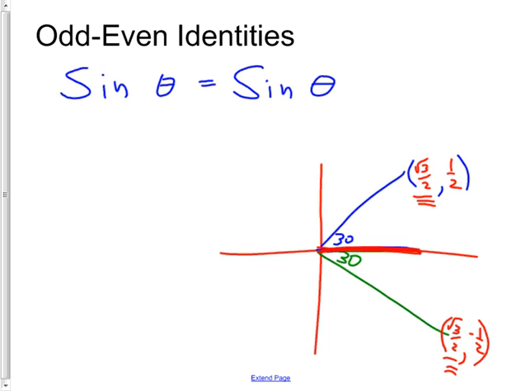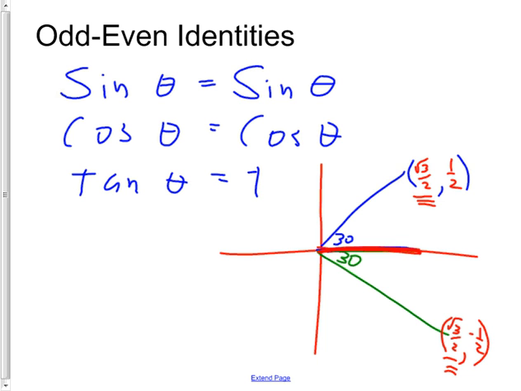Please write all three: cosine theta, cosine theta, tangent theta, tangent theta. The point of these is, when you make something negative, will that change the answer or not? In 2 of the cases, it will. In 1 case, it won't. Which 2 are the same as each other? Sine and tangent. If you make their angle negative, does it affect the answer or not? Yes, it does.